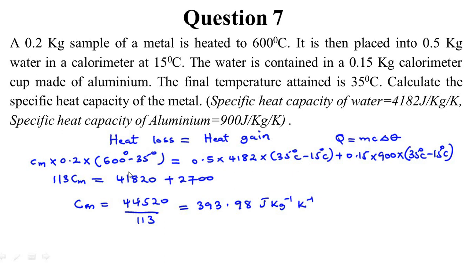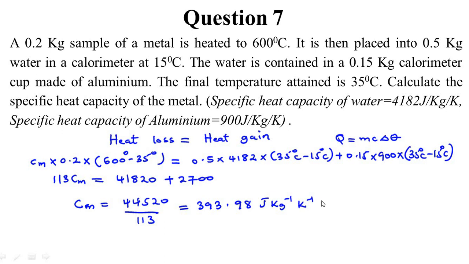That leads us to a value of 41,820 for the water and 2,700 for the cup. You add all this, and it gives you the total heat that is gained, and this is equivalent to what was lost. So if you do these calculations, you'll end up with 113 Cm equals 44520. Divide throughout by 113, and it will give you the value for Cm, which is 393.98 joules per kg per Kelvin. That basically is the way to approach questions of that nature.